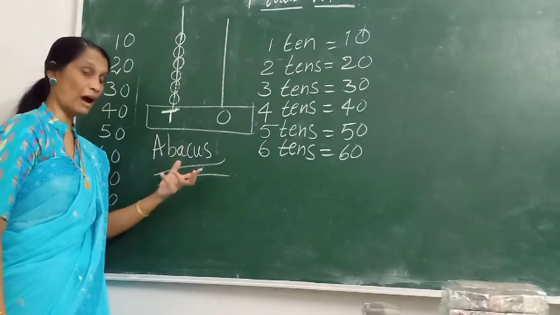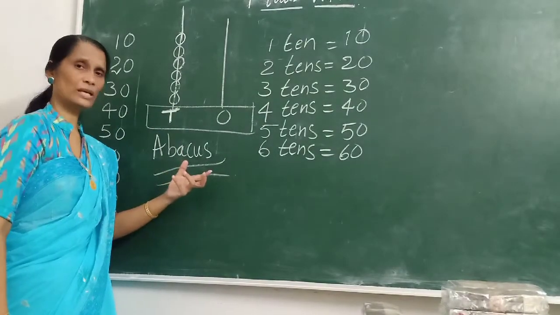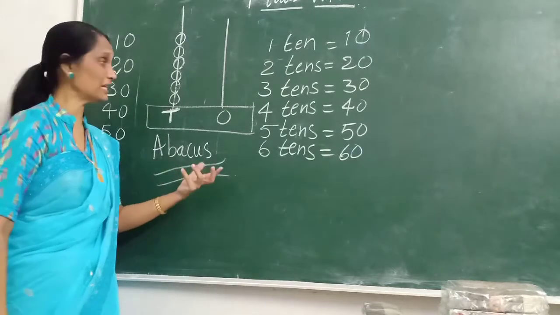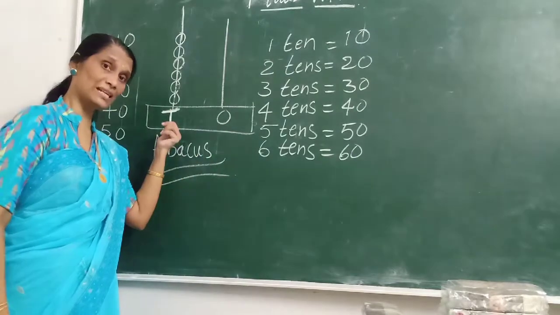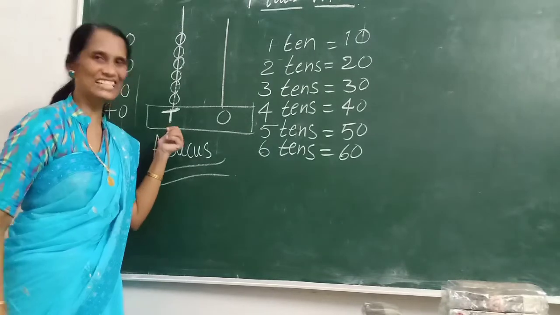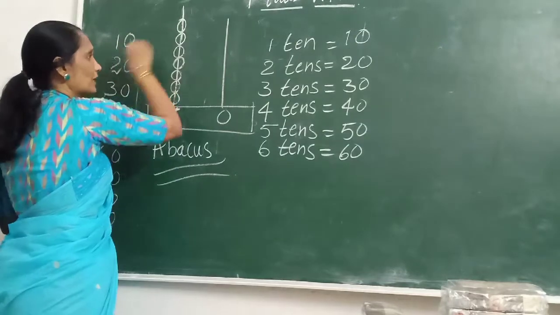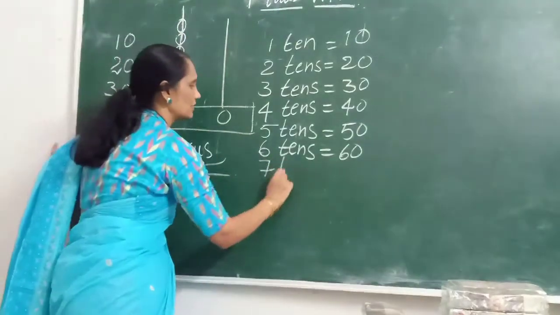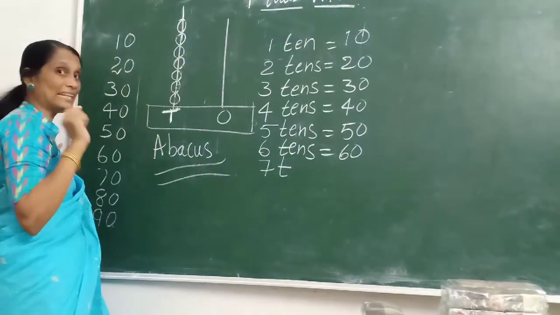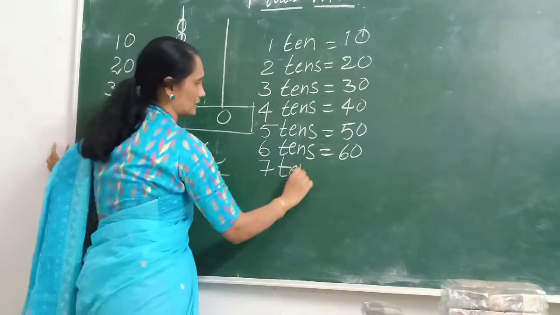How many beads do I have to place? Okay, 7 beads. On which place? On 1's place or on 10's place? Super, on 10's place. Okay, 7 beads on 10's place. Now it became 70. How many 10's are there? 7 10's.